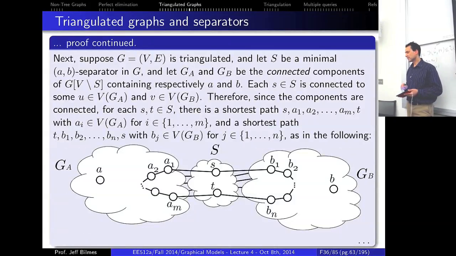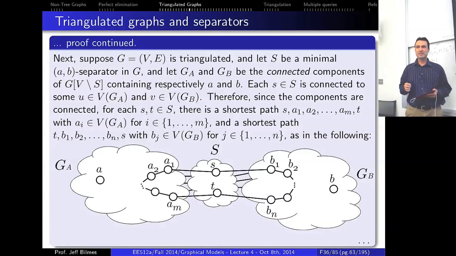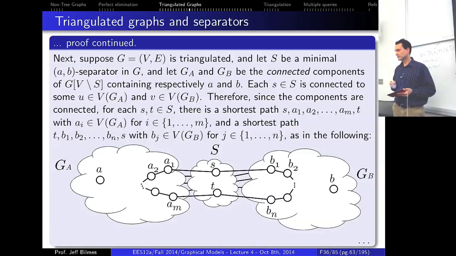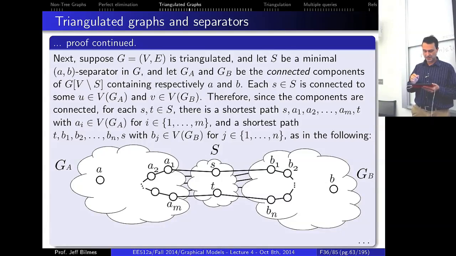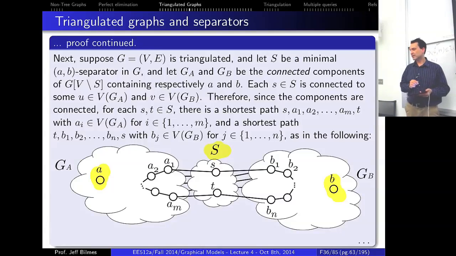Now the converse is the opposite, or the converse is the converse. The converse basically says, let's first assume that the graph is triangulated, okay? And then let's say that S is a minimal AB separator. So here's the picture down there you can sort of think about. Here's GA on the left and GB on the right, and A is somewhere in GA, and B is somewhere in GB. So here's A, here's B, and S is a minimal AB separator in this triangulated graph. And what we're trying to prove is that S is complete.